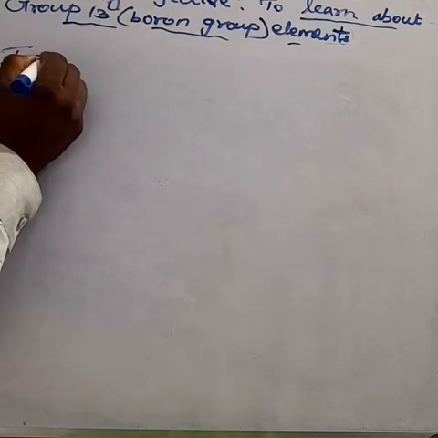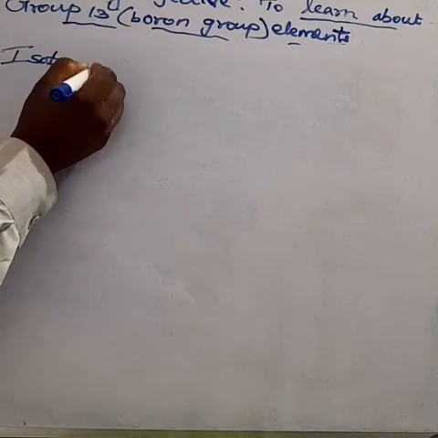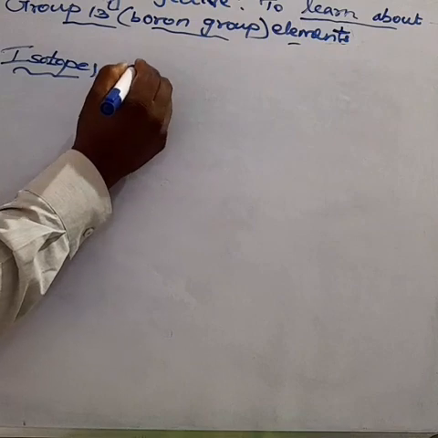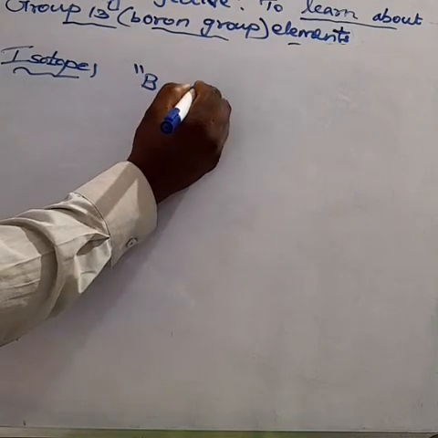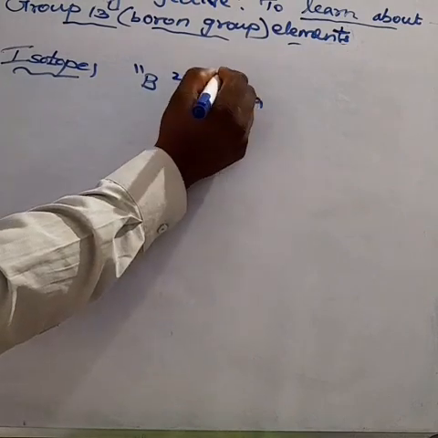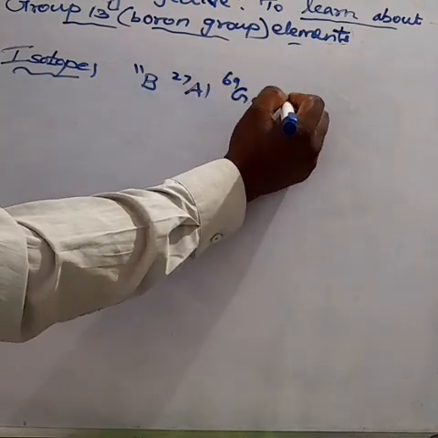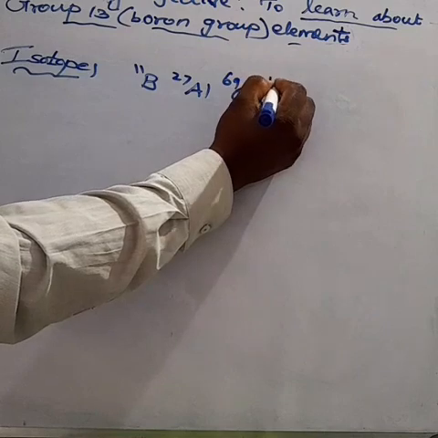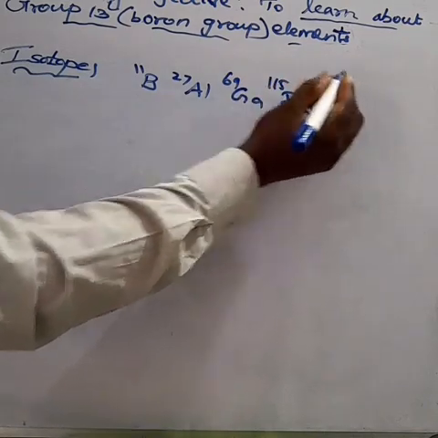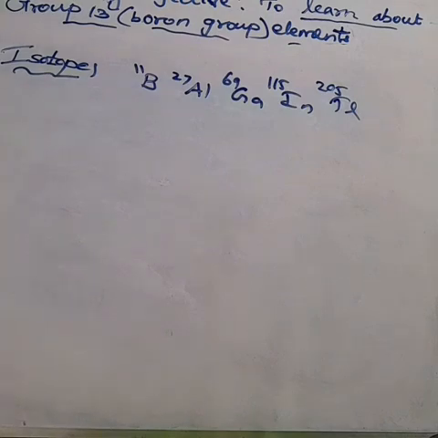Just read that one. The isotope of boron is 11, aluminium 27, gallium 69, indium 115, thallium 205. These are the isotopes. Try to learn this area, especially the isotopes. Don't forget to learn about these boron values.